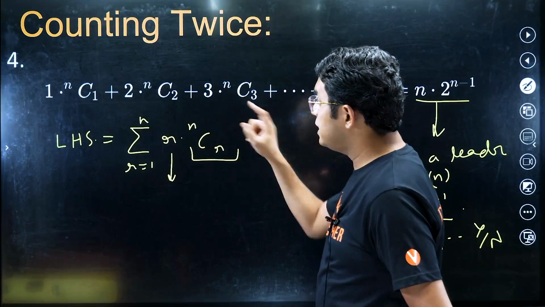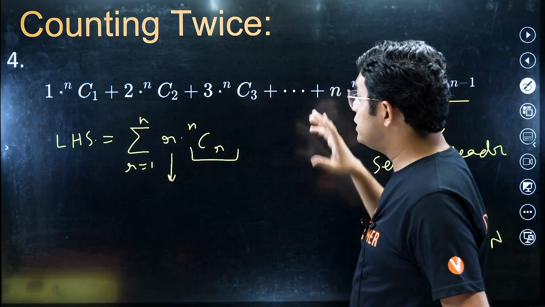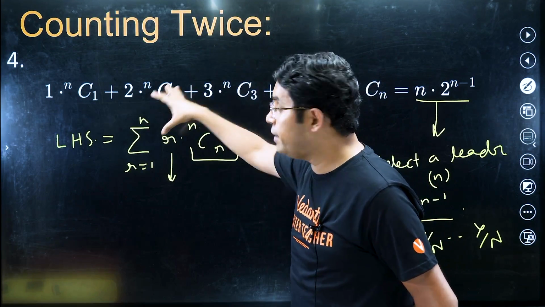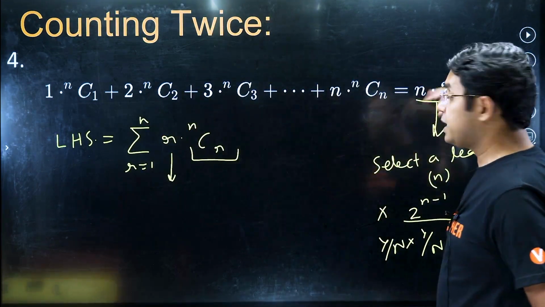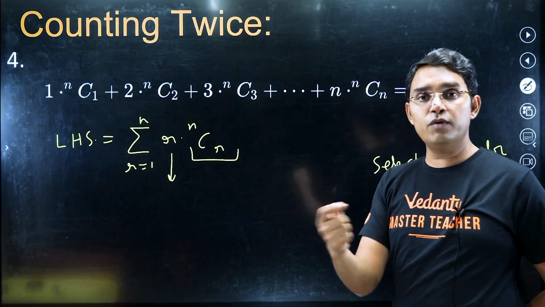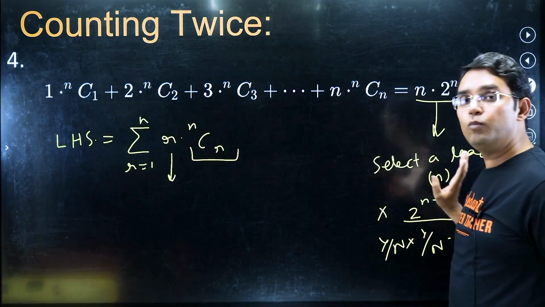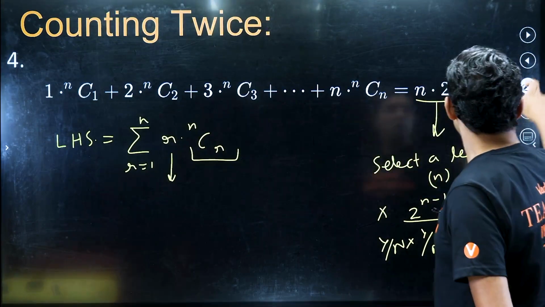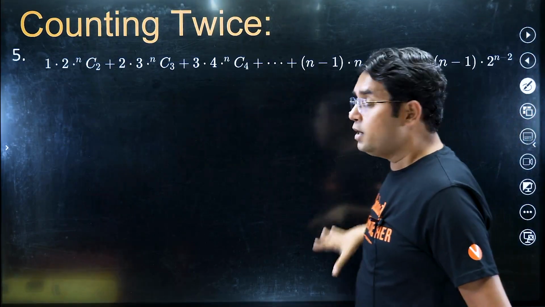Now, if you understand this, 1 into NC1 plus 2 into NC2 and so on is doing what? It is first selecting R students and then making a captain out of them. Or we can make a captain first, and then from the remaining students, we will choose 0 or 1 or 2 and so on. That will be done in 2 power N minus 1. Hence it is done. So that's a single step process. You will never forget if you understand it this way.